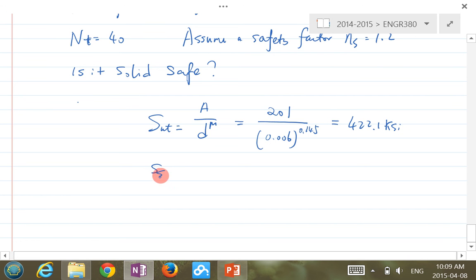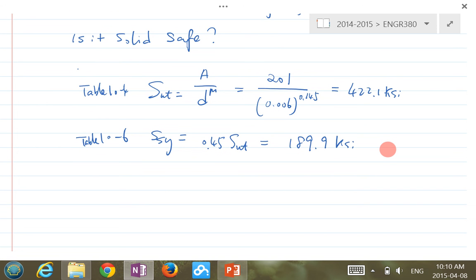Then we need SSY, the shear yield strength. That is from table 10-6, where it is 0.45 SUT, which gives 189.9 KSI. That's SSY. Now we need to calculate the shear stress in the spring.